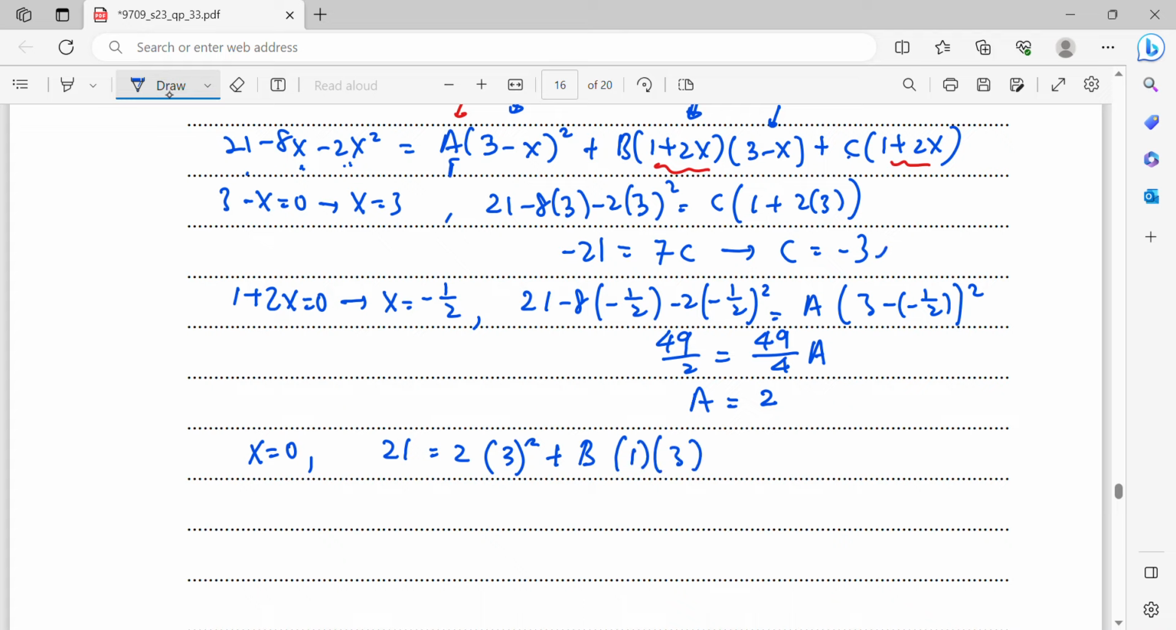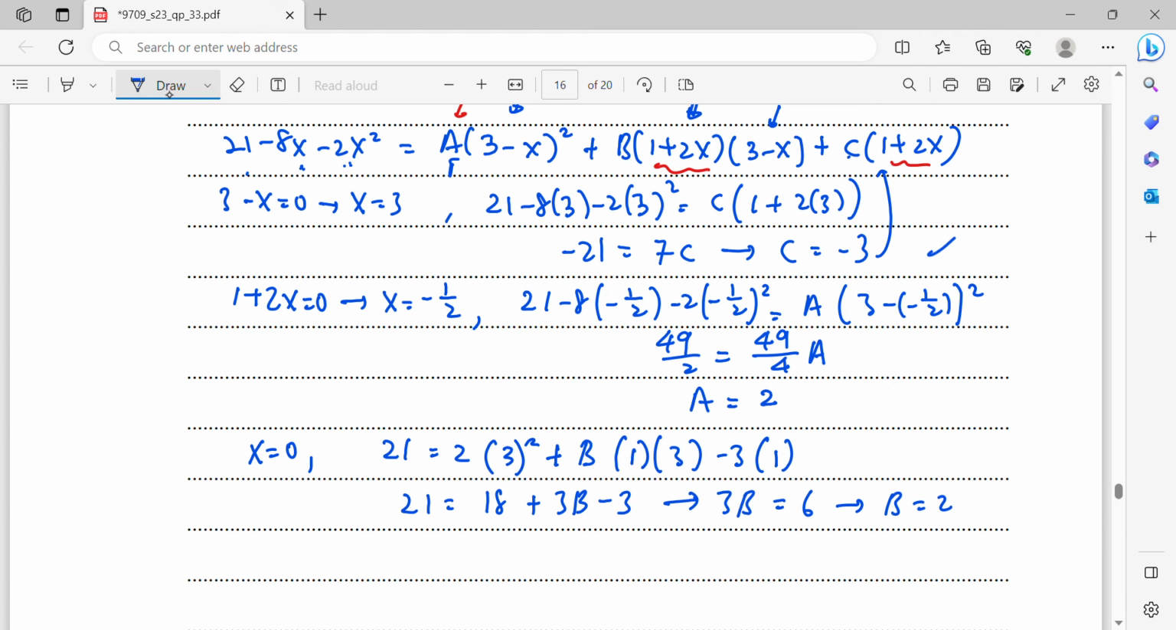Then now my c I will replace by minus 3. So 1 plus 2x becomes 1 because your x is 0. Then now you will get 21 equals to 3 squared is 9. 9 times 2, 18. Plus 3b minus 3. So from here, 3b equals to 6. Okay, then your b is 2.